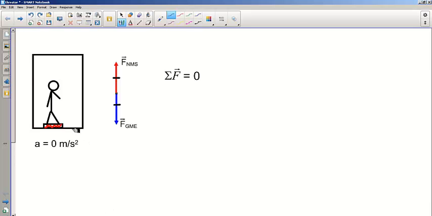This is Mr. Merrill. We're going to look at this elevator problem. So let's say you step into an elevator and stand on top of a scale, and I tell you that the elevator and you inside it are at rest. Well, being at rest is a special case of having a constant velocity. It's having a constant velocity of 0.